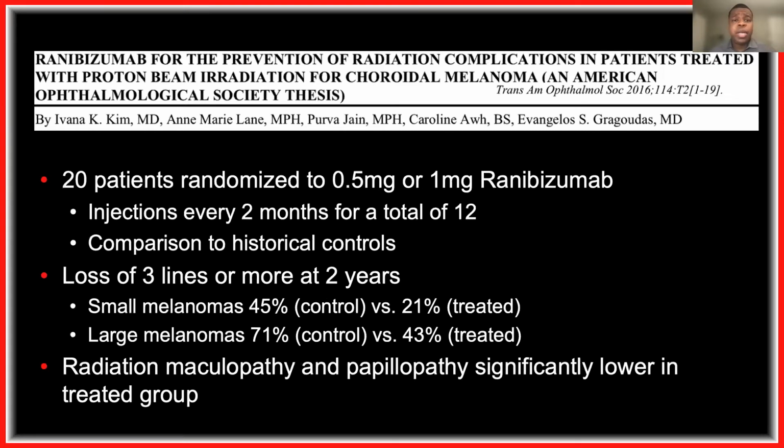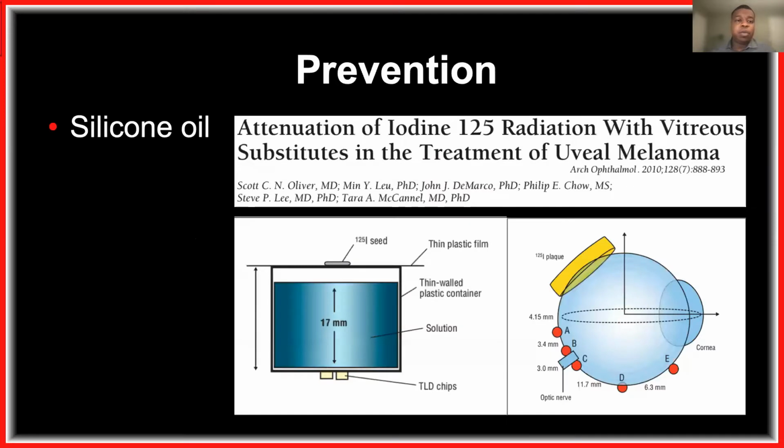That study information was also confirmed, or at least reinforced, by the group out of Mass Eye and Ear, where they looked at a similar approach using ranibizumab instead. And you could see that for small melanomas, it reduced the risk of radiation retinopathy development, and definitely so for large melanomas as well. So what other approaches do we have from a prophylactic perspective?